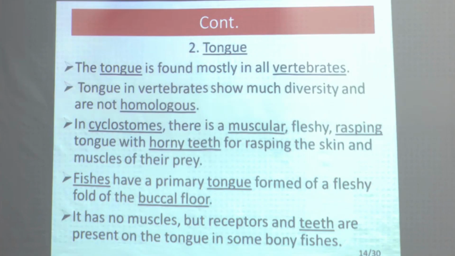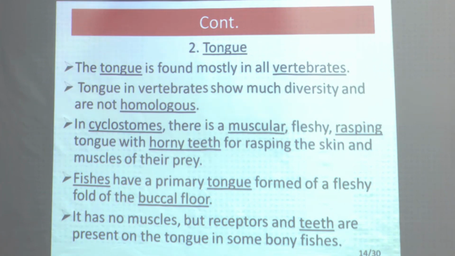Now come to the next point, tongue. The first derivative of the buccal cavity is the oral gland. Secondly, a most important structure present inside the buccal cavity is the tongue. The tongue is found in almost all vertebrates, so it is a vertebrate character. Tongues in vertebrates show much diversity and are not homologous in all vertebrates.